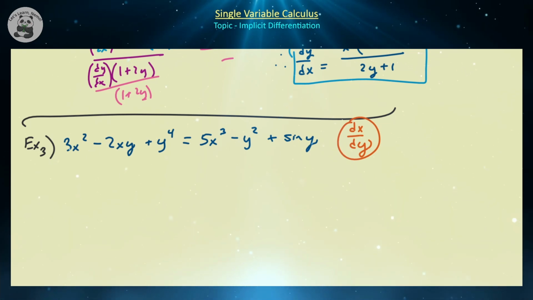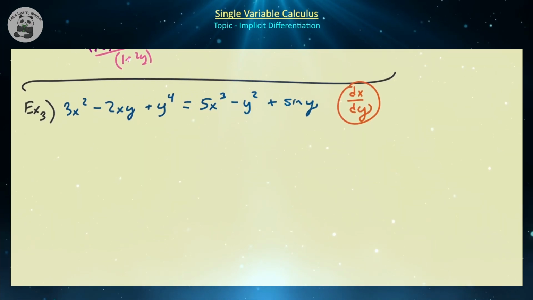So instead of differentiating with respect to y, we can actually differentiate with respect to x, find dy over dx, and then reciprocate that answer to get dx over dy. So in some sense, dx over dy is just the reciprocal of dy over dx. So let's just differentiate with respect to x. I'm going to differentiate left and right with respect to x.